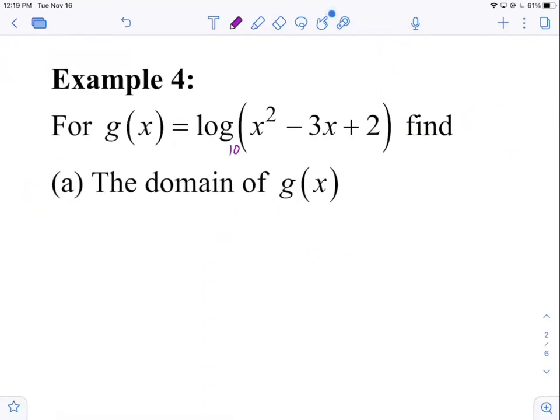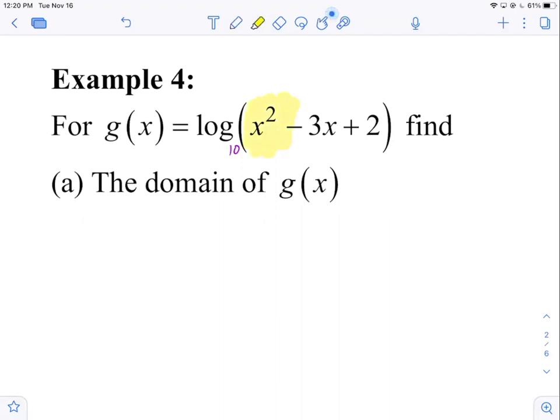It says to find the domain of g of x. Remember, this is a composition of a log function and a quadratic. A log function is continuous over its entire domain, and a quadratic is continuous everywhere. When you compose two continuous functions, you get another function that's continuous over its domain. That's why it's important to find the domain of g, because once we know it's continuous over a certain interval, what theorem is on our side? The IVT.